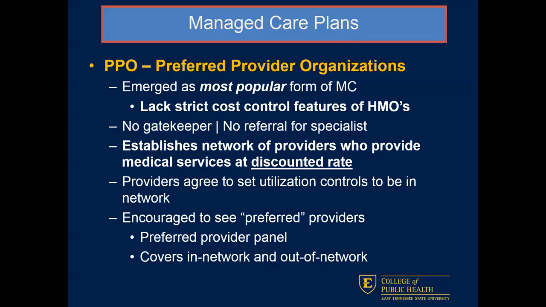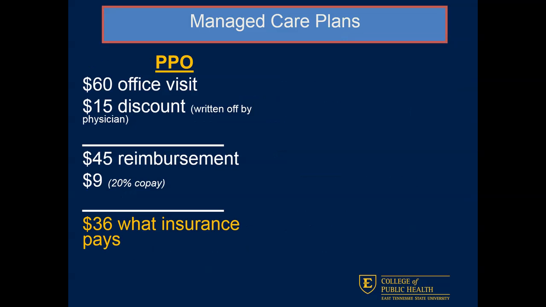So let's take a look at the difference between when we talk about what's in network and what's out of network. Let's take a look at a little example I have put together that hopefully illustrates what it's like to go to a provider that's in network versus a provider who is outside of the network, or the non-PPO. So under the PPO, you've chosen a provider that's on the preferred panel. You have a $60 office visit, but because they are a preferred provider, they're on the panel, they're in the network of providers that will be seen under this type of plan, you get a $15 discount off your visit.